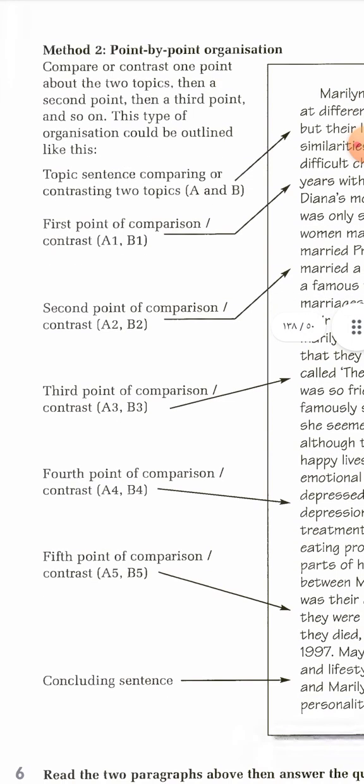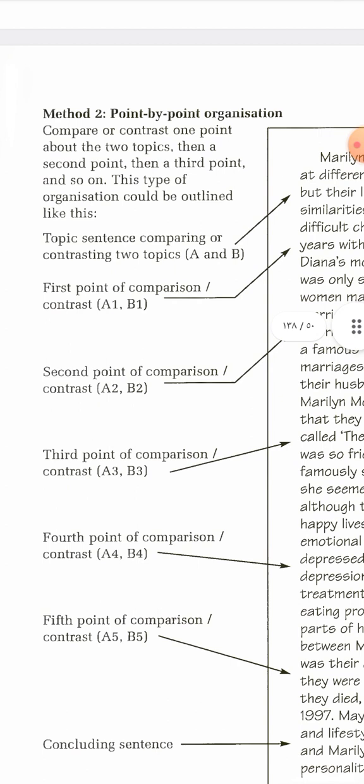Fifth point of paragraphs in A and B. So you write each of the similarities. They are similar in 1, 2, 3, and 4. They are different in 1, 2, 3, and 4. Again, in point by point, you write a topic sentence comparing or contrasting topic A and B.